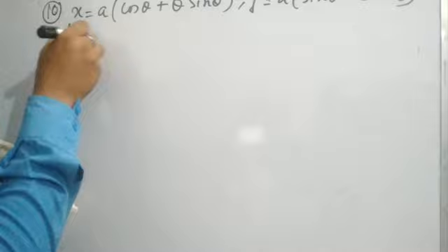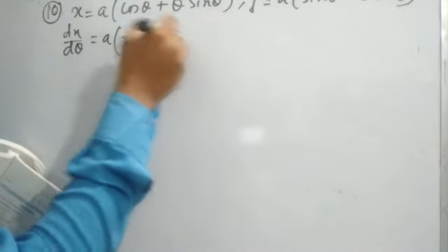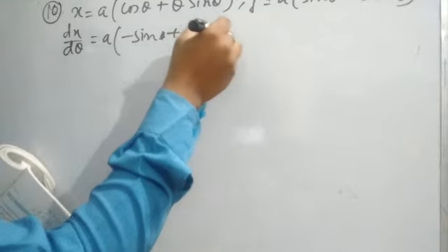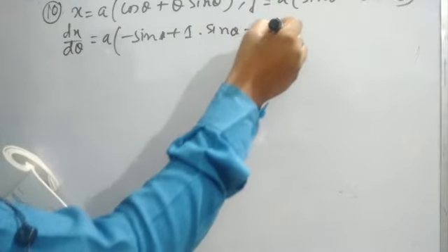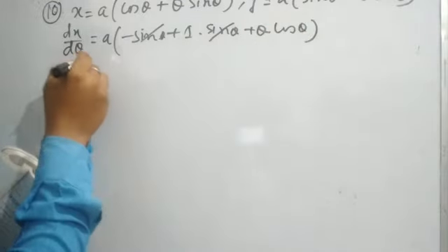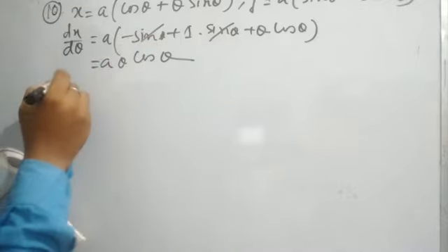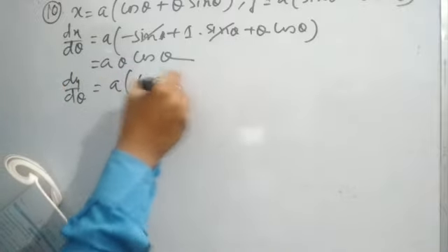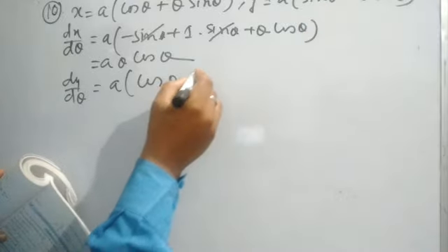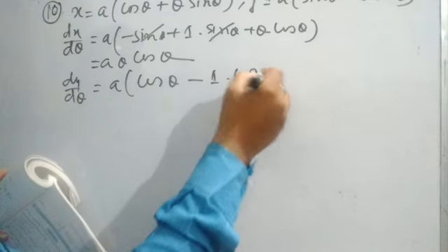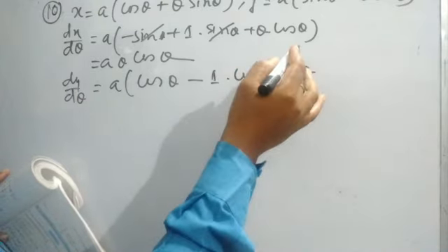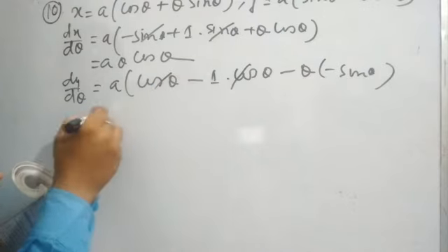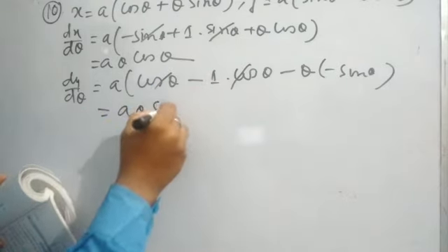So dx/dθ: a constant, cos θ gives minus sin θ, and again θ into sin θ is a product, so the derivative of θ is 1 times sin θ, with θ kept constant times the derivative of sin θ, which is cos θ. The sin θ cancels, so a θ cos θ is the result for dx/dθ. Then dy/dθ: a constant, derivative of sin θ is cos θ, minus the product rule, the derivative of θ is 1 times cos θ, with θ kept constant times the derivative of cos θ, which is minus sin θ. The cos θ cancels, minus minus is plus, and that will be a θ sin θ.